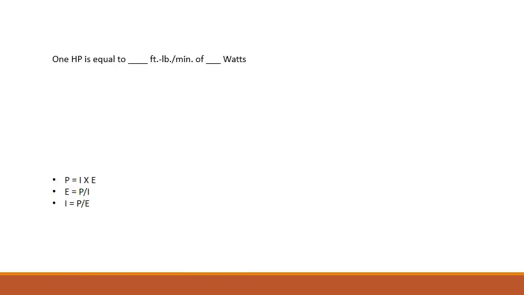1 horsepower is equal to how many foot-pounds per minute and how many watts? Fill in the blank. That would be 33,000 foot-pounds per minute and 746 watts.